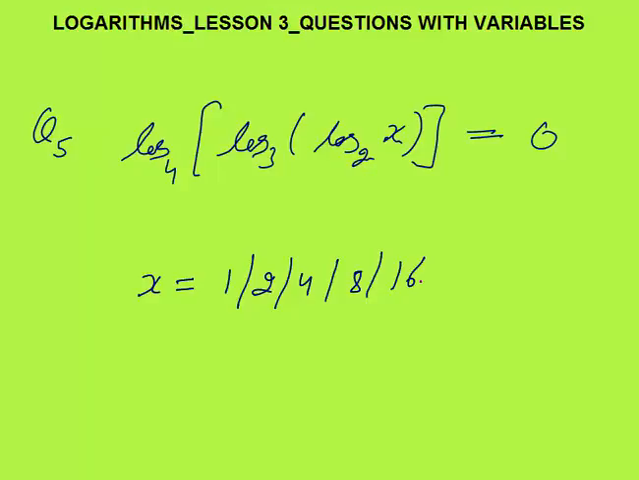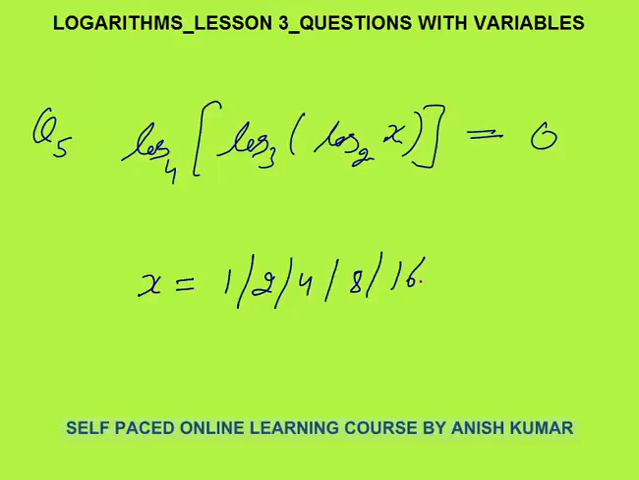Question 5 is log of log of x to the base 2, to the base 3, to the base 4 is 0. Again, this question I can solve with the help of three methods: concept, option and logic. Every student should first try all three methods, then look at the way I have solved. First I'm discussing logic. The first method I'm applying is logic.